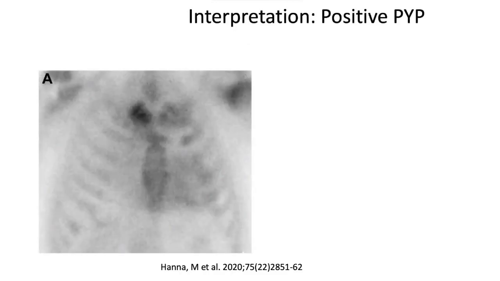So let's look at this scan. Again, this is taken from Hannah's article. And what do we think this is here? If we're looking at this, we think that this is a positive PYP. They think that the heart here is greater than the ribs, and they're calling this positive.